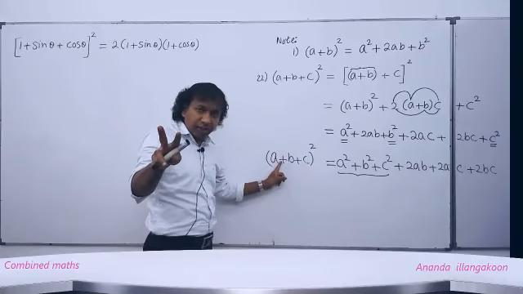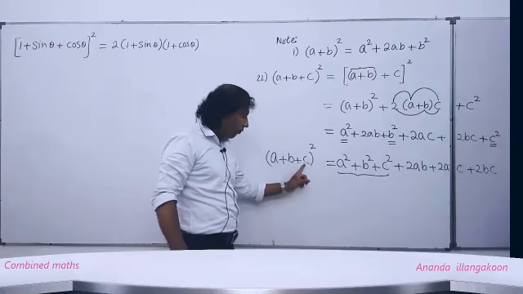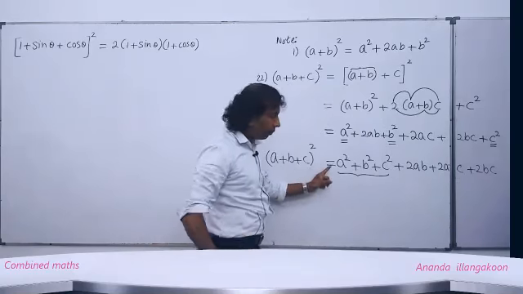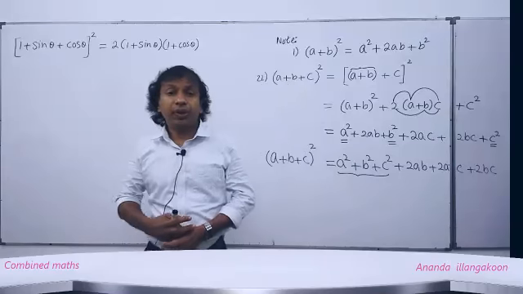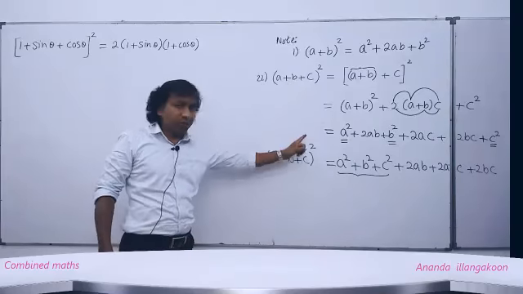A and C we take. AC, we multiply by 2: 2AC. B and C we take. We multiply BC again by 2: 2BC. Right, people? Therefore, the expansion of (A + B + C)² is that. Understand? Obtain this one, people.